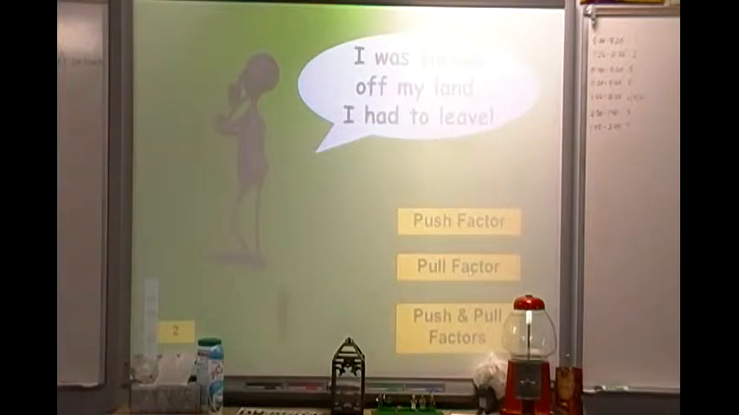Raise your hand if you know this one. I was forced, there's the key word, off my land. I had to leave. Push.